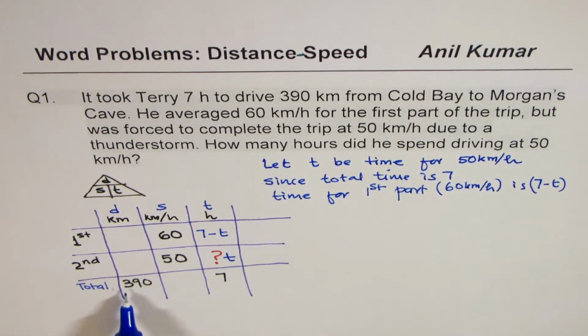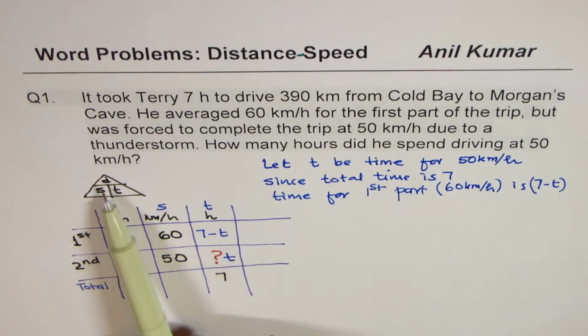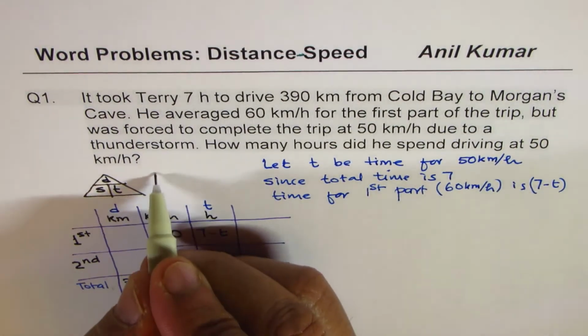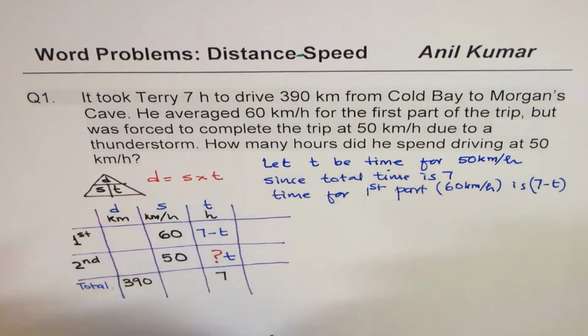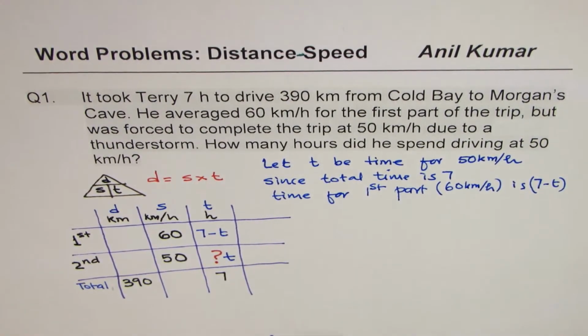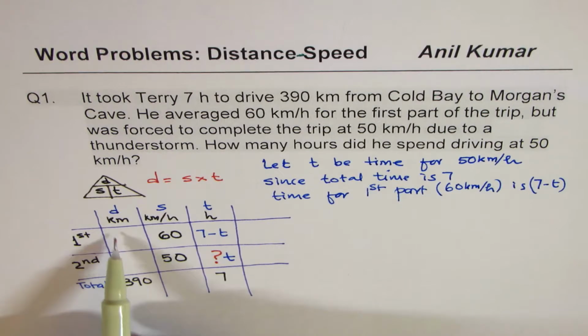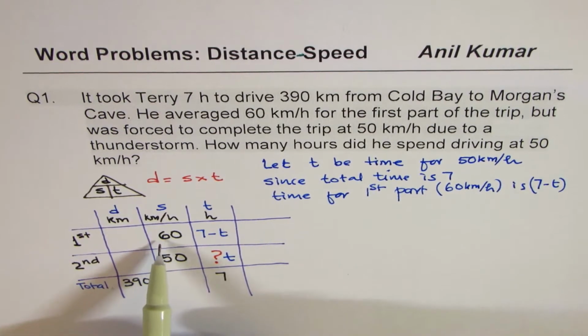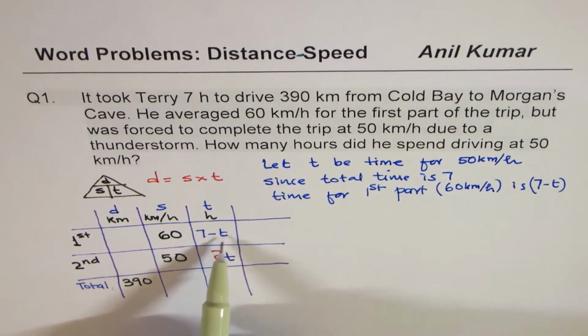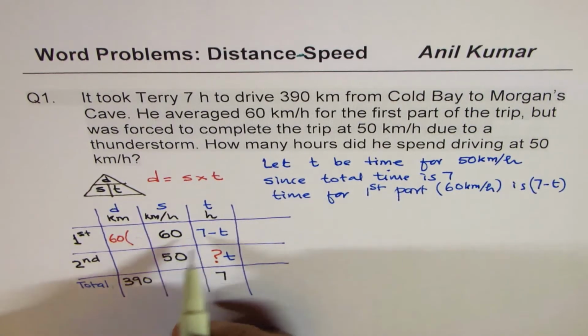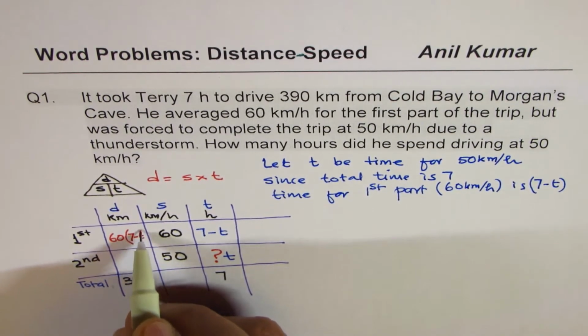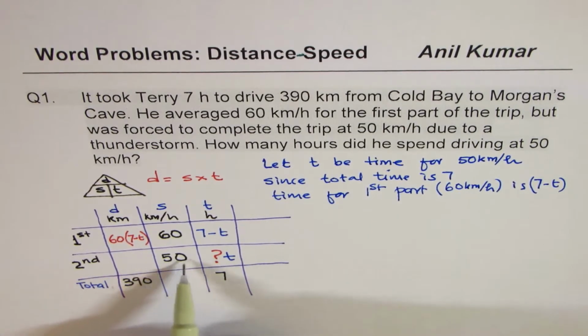Now we know that the total distance is 390. How do you find distance when speed and time are given to you? From this formula, we know distance is speed into time. You have to just multiply them. So I could write here distance as 60 times 7 minus t. This column here will be distance, which is 60 times 7 minus t. And here the distance will be 50 times t.